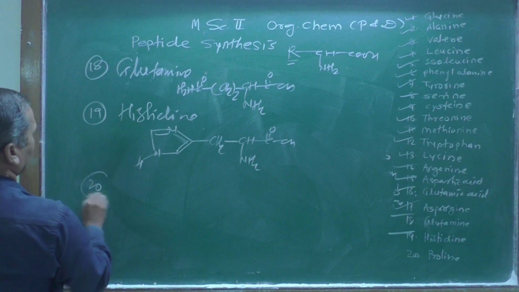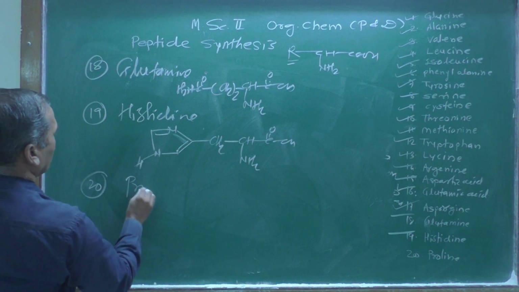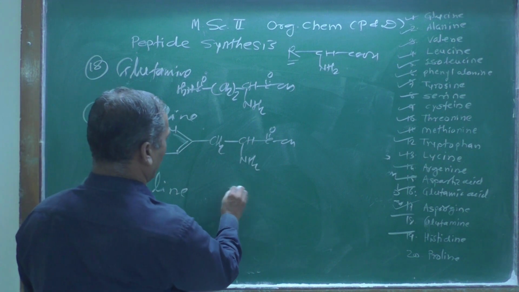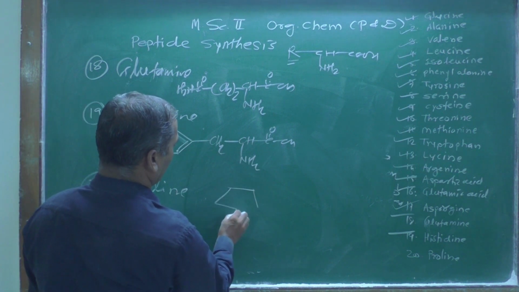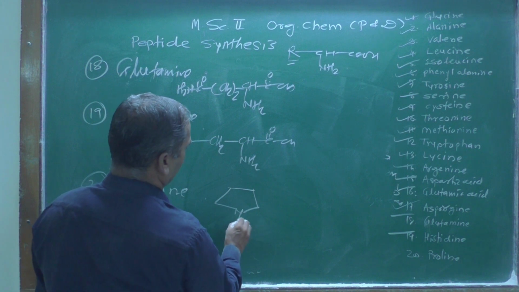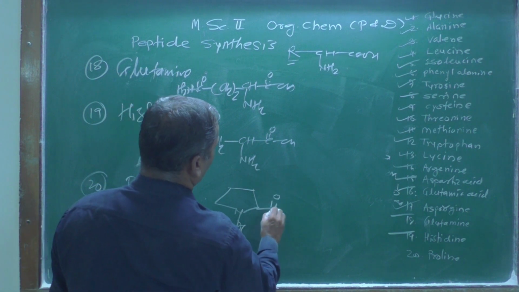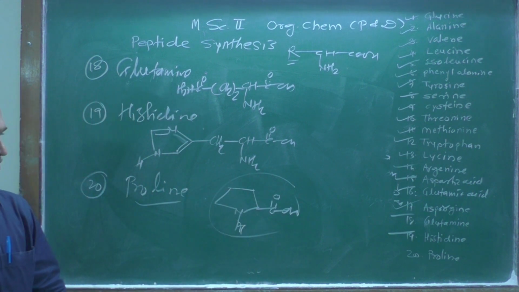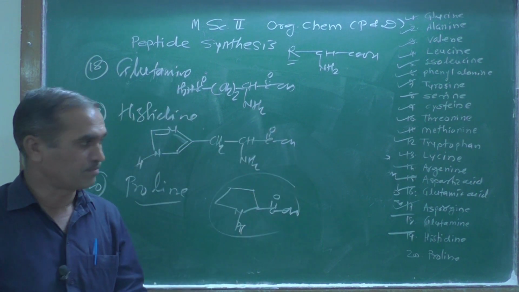And finally the structure of proline. Remember, the structure of proline has a secondary amine here, H and C double bond OH. This is the structure of proline, which is different from the rest.